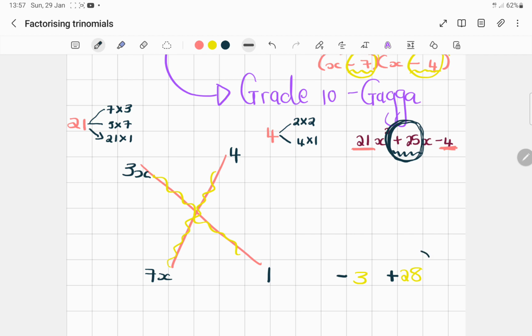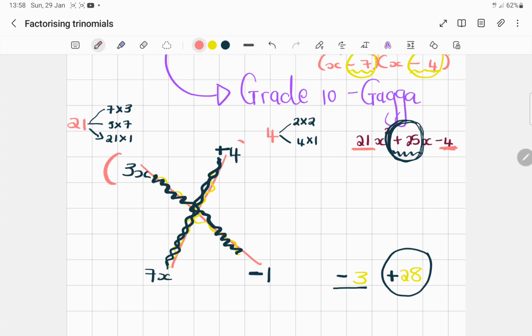Now you're going to ask, which answer gave you a positive 28? It was the 7x times 4. So the positive is going to go with this leg that gave you 28. So you see positive 28 and 7 times 4. Then the negative must go where your answer gave you negative 3. So the negative is going to go there. And those are your actual two brackets that were created here.